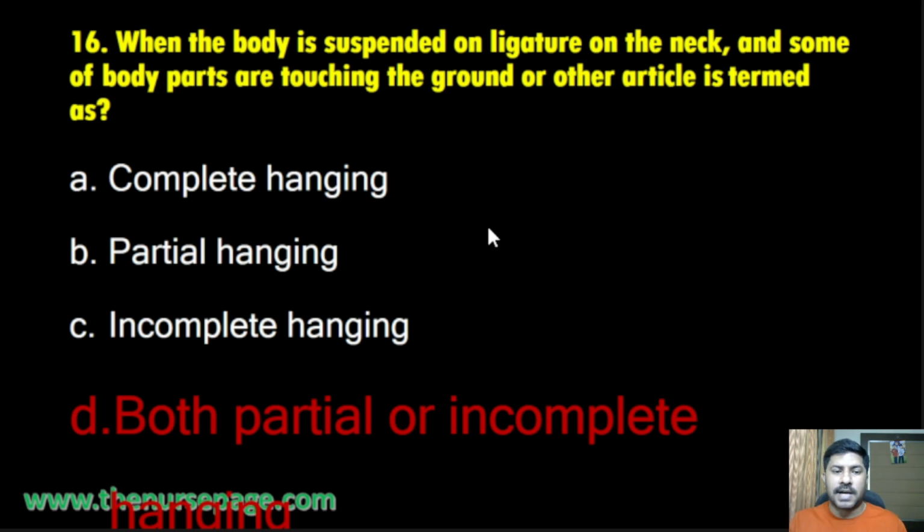So we learned two different classifications of hanging here. One is complete or incomplete hanging, according to the suspension of the body. The other is typical and atypical hanging, which is based on the knot position. If the knot is located at the nape of the neck, it is called typical hanging. If the knot is located anywhere else from the nape of the neck, it is known as atypical hanging.